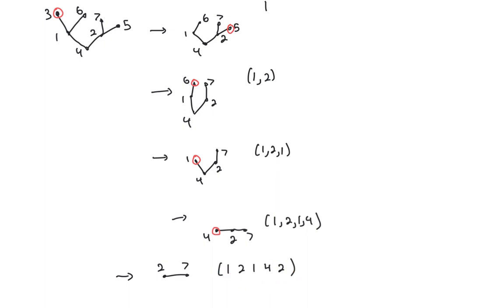We see that repeats are in fact allowed, but you will notice that the numbers 3, 5, 6, and 7 don't appear at all. And we see that the 1 appears twice, and the 2 also appears twice, and the 4 appears once. And if you notice, the vertex 1 originally had degree 3, and the vertex 2 also had degree 3, and the vertex 4 had degree 2.